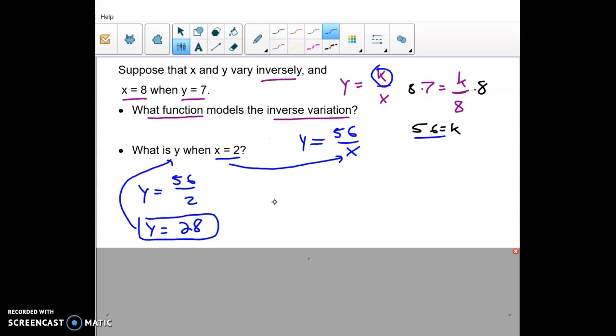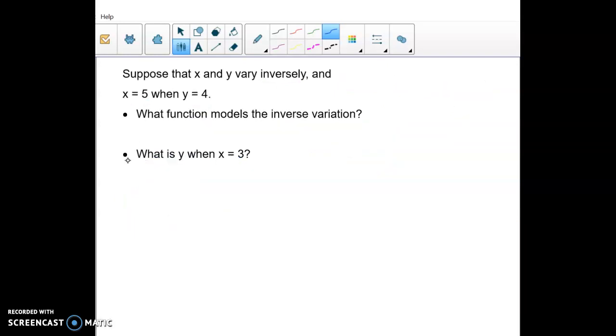So it's kind of two parts. That's why I tried to cover it up so it wasn't super confusing. Get the inverse variation equation or function first. I guess it's a function because it has two variables. And then answer the follow-up question. Okay, let's try one more like that. Again, we start off knowing it's an inverse variation, so what is k? I would pause the video and try it on your own before continuing.